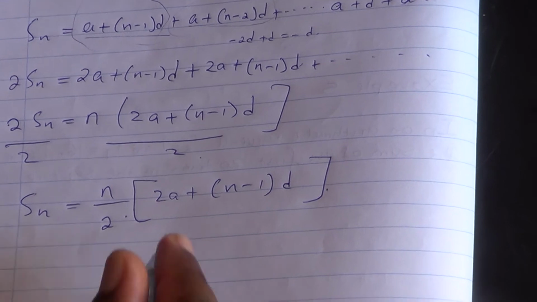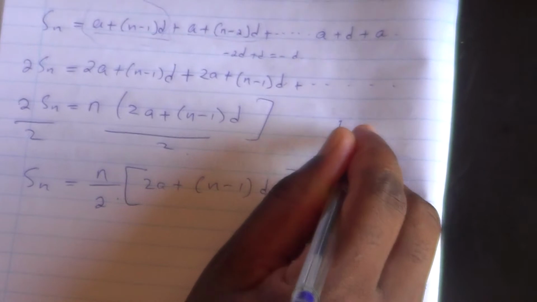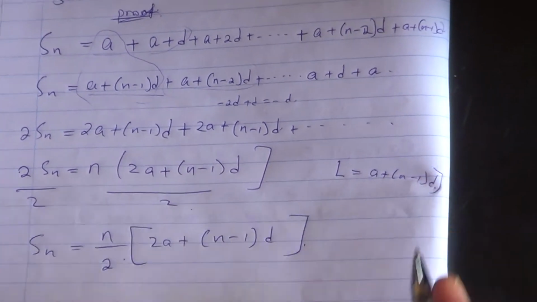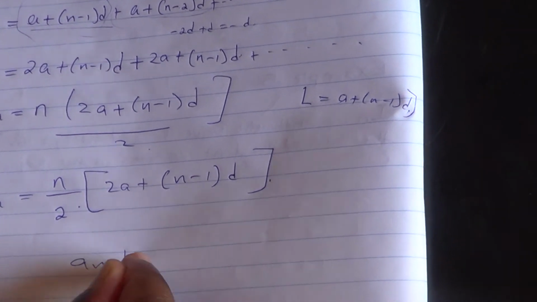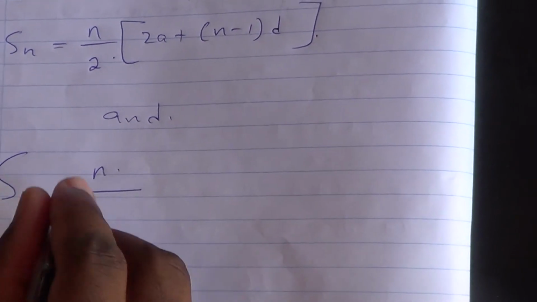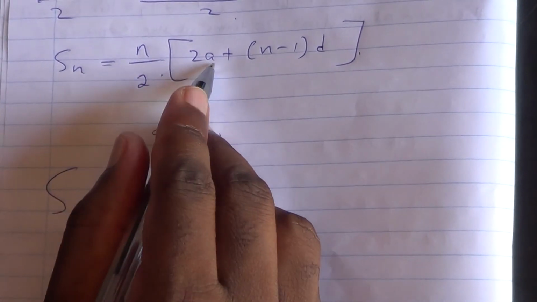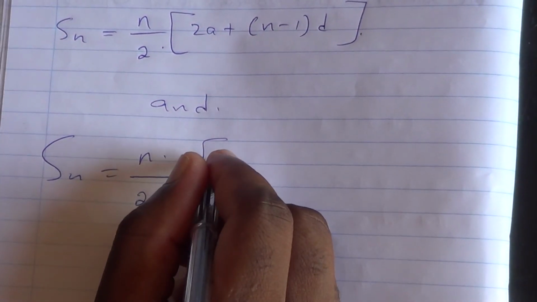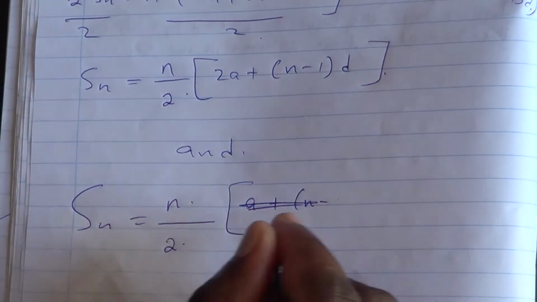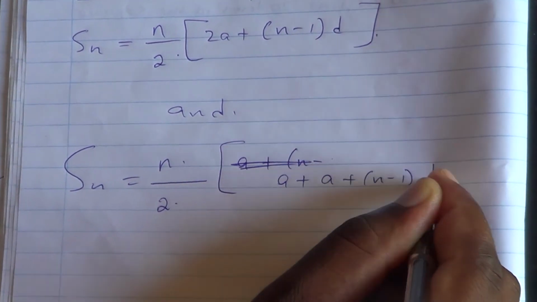And we have another one. Remember, the last term is the same as a plus (n minus 1)d. So meaning that for another formula, we are going to replace it: Sn is equal to n over 2 into, if I split here, we're going to have a plus [a plus (n minus 1)d].